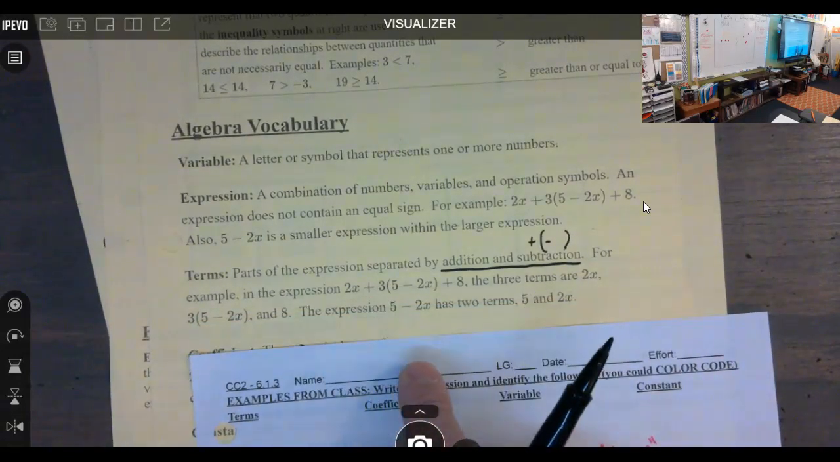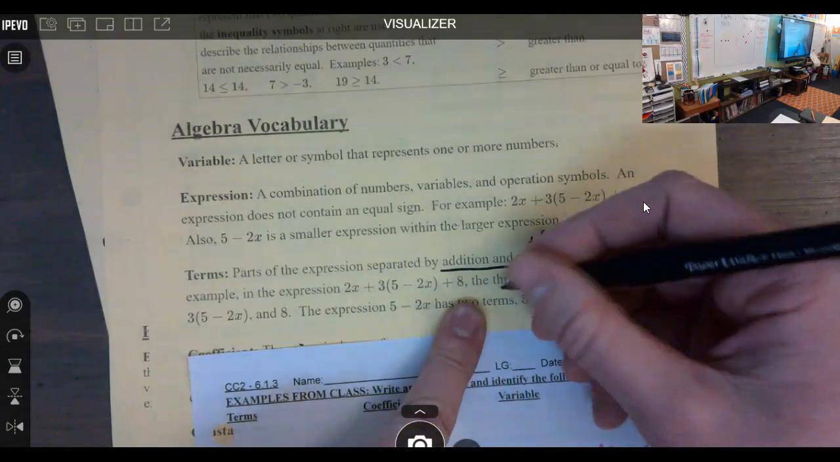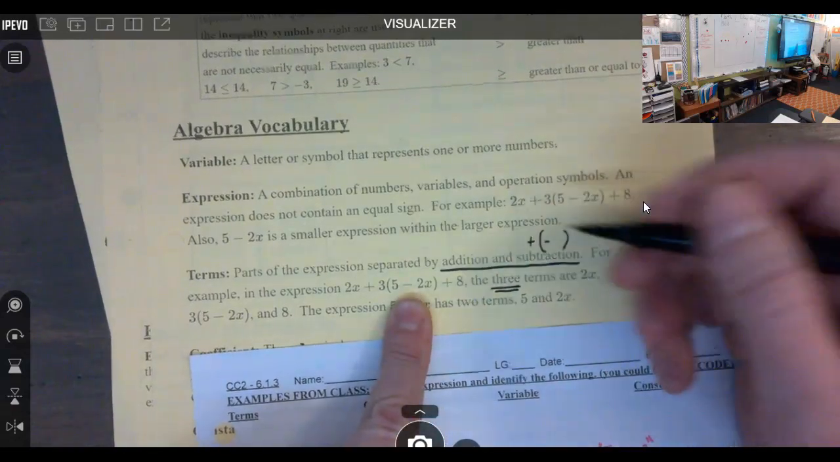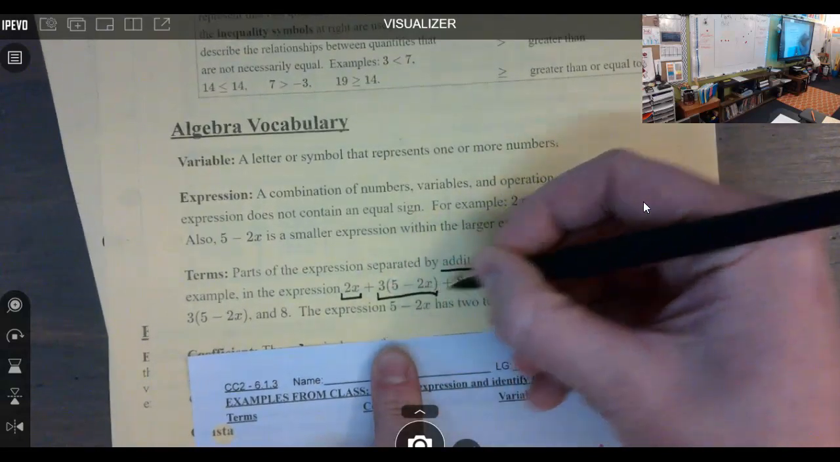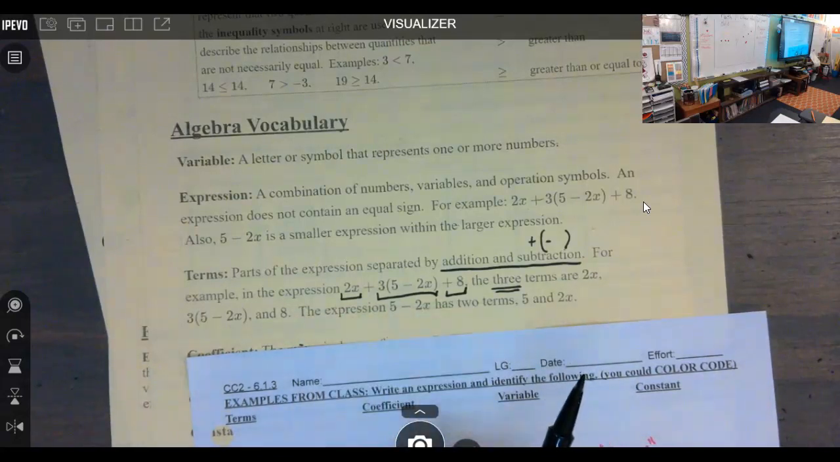So, guys, here's the tricky part. There are 3 terms in this expression right here. Because if it's inside parentheses, it does not count. So this is a term, this is a term, and this is a term. There are only 3 terms right there.